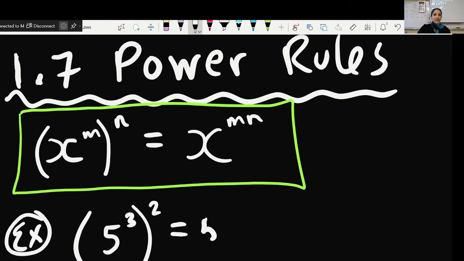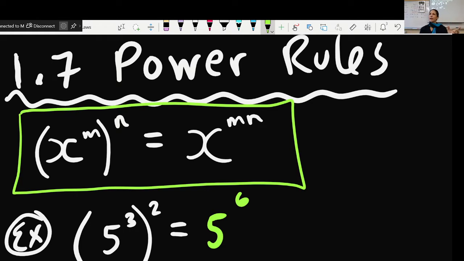5 to the, well, what do we do with the 3 and the 2? I think so. 5 to the 6. Yes. How it works is because, like we say, we operate in the brackets, so we know what's in the bracket. Oh, I'm so glad you're bringing that up, Alex.